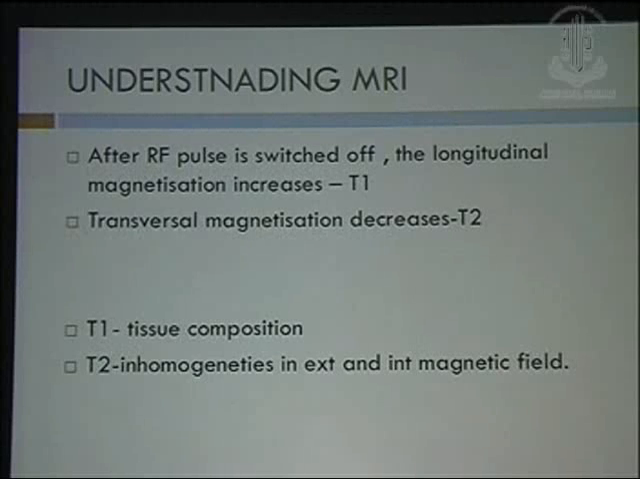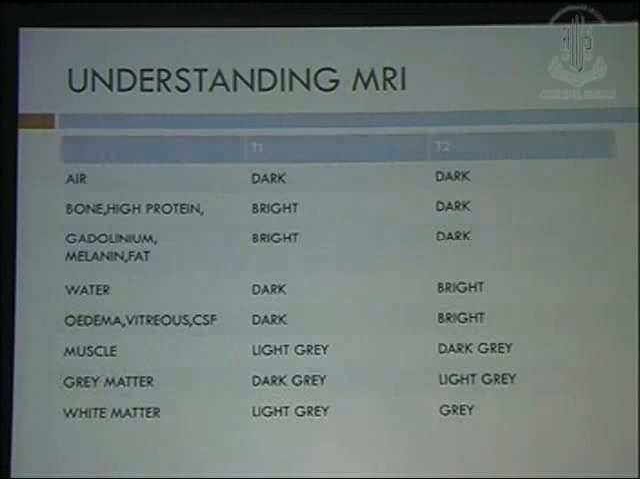When the synchronization is lost, the transversal magnetization decreases, and that gives T2 weighted images. T1 weighted images help us find out the tissue composition, and T2 depends on the external and internal magnetic fields. Now, this is a basic chart which you should have in mind before assessing an MRI.